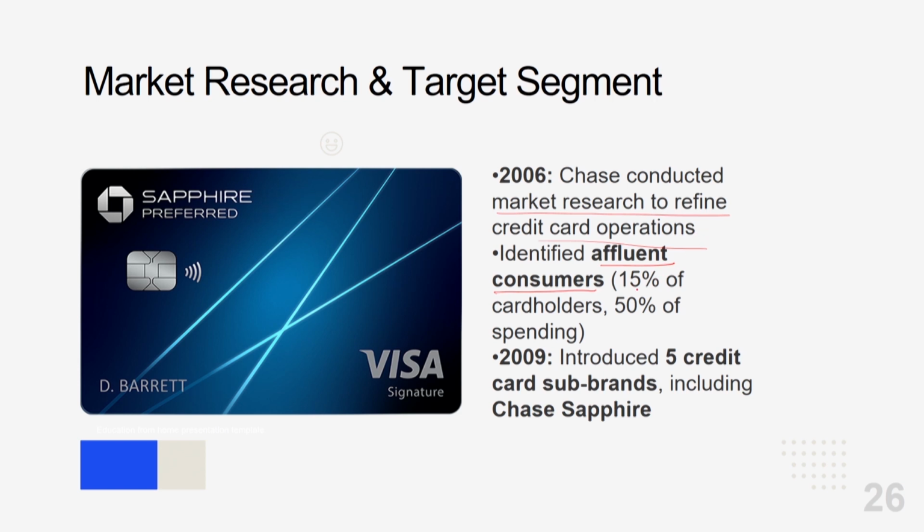In terms of returns, 15% of the cardholders, and they actually found that this was particularly a great demographic to work with. And 50% of the spending, of the total marketing spending, was aimed at that particular 15% of the entire cardholders group. In 2009, what they did was they introduced 5 credit card sub-brands, including Chase Sapphire. So this is typically how it worked out for them in the longer run.